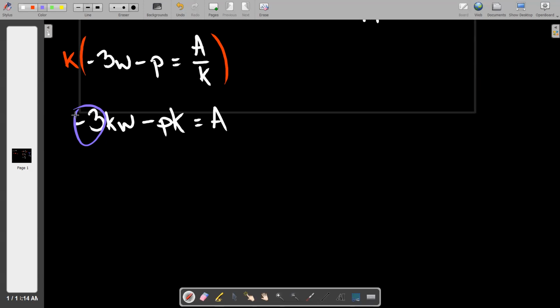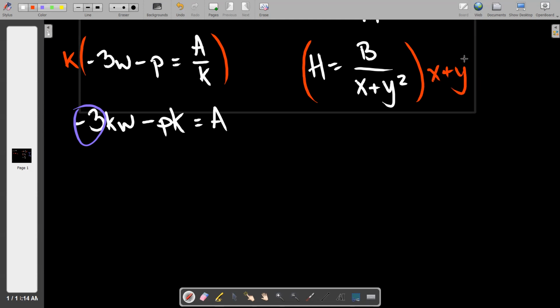Okay. On to the fourth one, we have h equals b over x plus y squared. And again, before I even worry about what it is I'm solving for, and I'm honestly not even going to look, just to make the point that I really don't care, I'm going to multiply this whole equation by x plus y squared. So just like this. So on the left-hand side, now I am going to look, because I'm solving for x, so I'm going to go ahead and distribute this through.